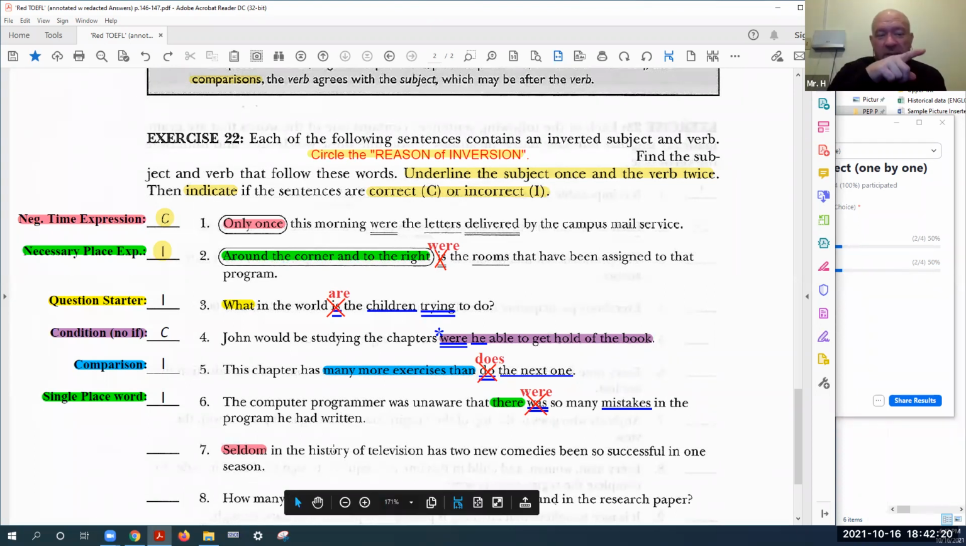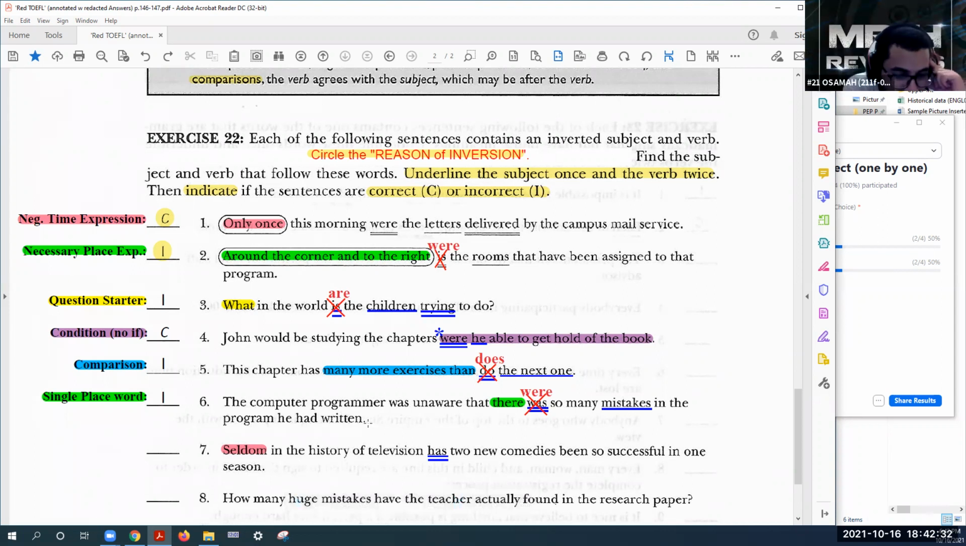So we got seldom. Find the verb and the subject. Start with the verb. Has been. Okay, good. Now the subject. Two new comedies. Right. Comedies. And you said, everyone, what do you think? Correct or incorrect? Incorrect? You said it's incorrect?